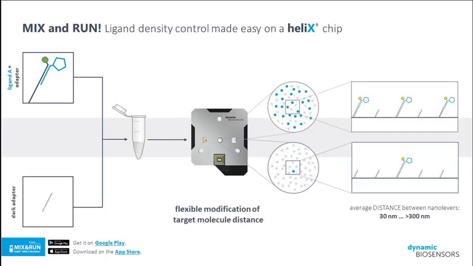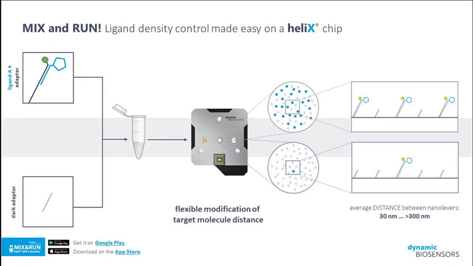Now, one important parameter to vary when working with antibodies is to be able to modulate the monovalent versus the bivalent engagement of your target. And in this case, what would be of interest is to have some control over the target surface density.